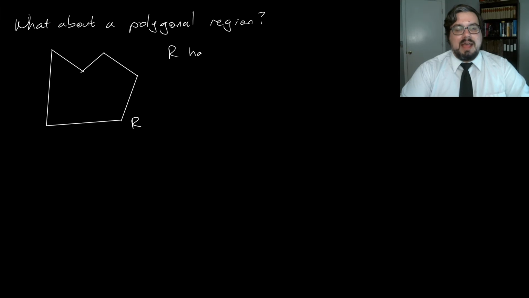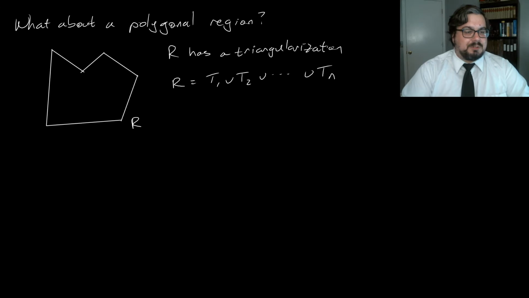So R has at least one triangularization, where R is the union of T1, union T2, etc., union Tn for some n. So here's an example.